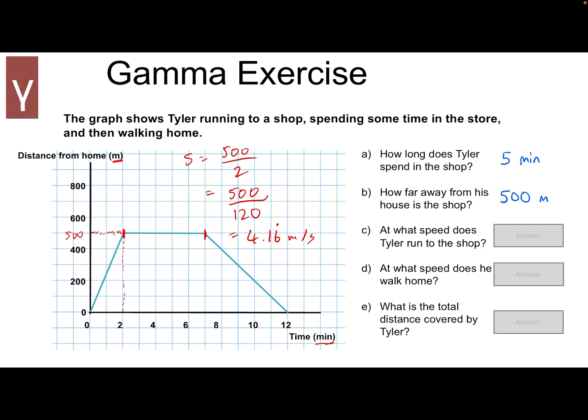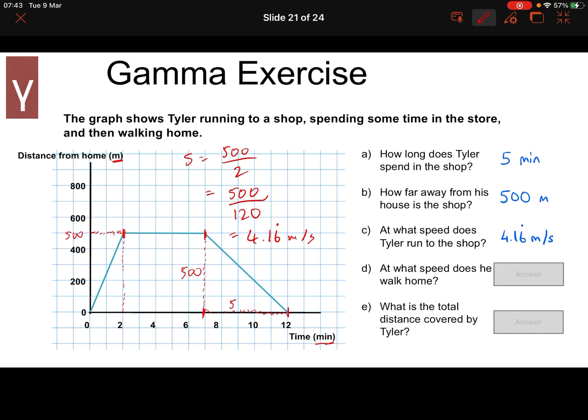Now I wonder what they've done here for part C, whether they've done meters per second or whether they've done it in maybe kilometers per hour. Let's have a look. Oh, they did it in meters per second as well. Okay. At what speed does she walk home? Let's just have a look at this gradient. Again, the rise is going to be 500 again. This time the time is between 7 and 12 minutes. So 5 minutes is actually 300 seconds, because there's 60 seconds in a minute.